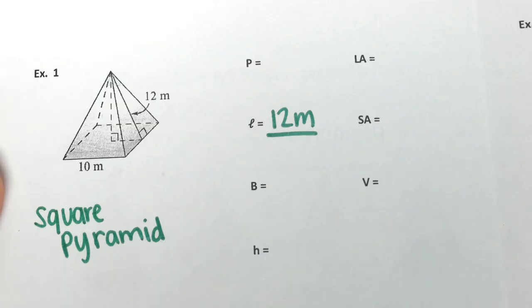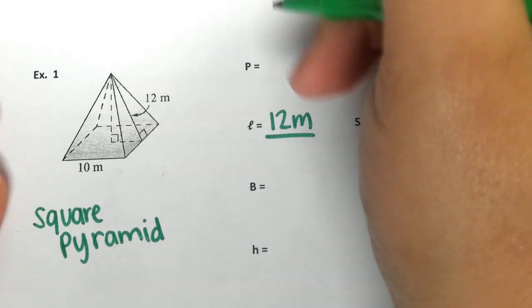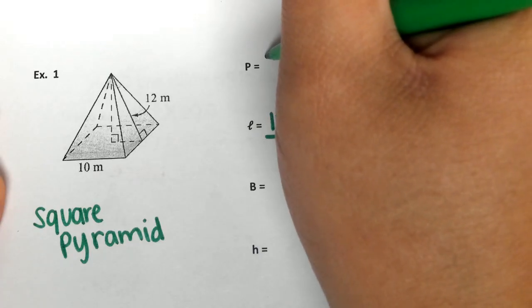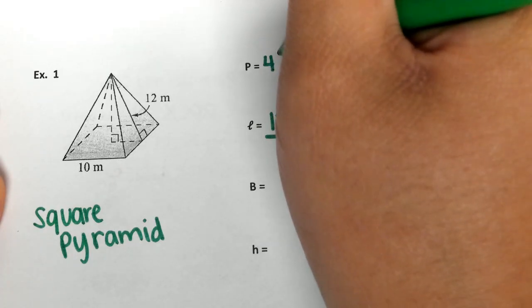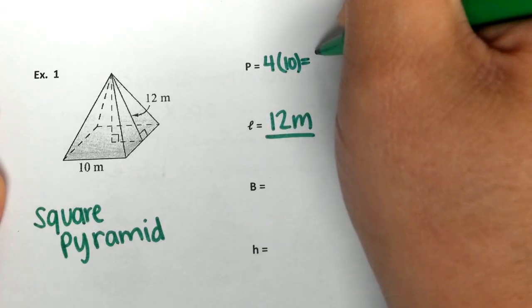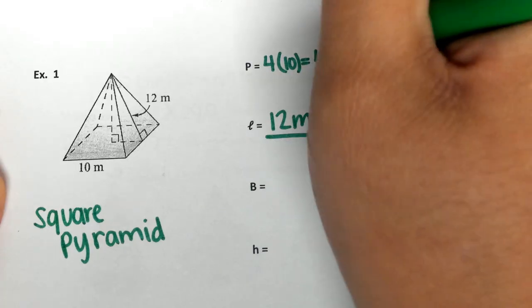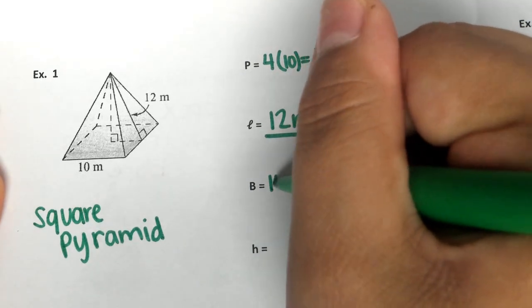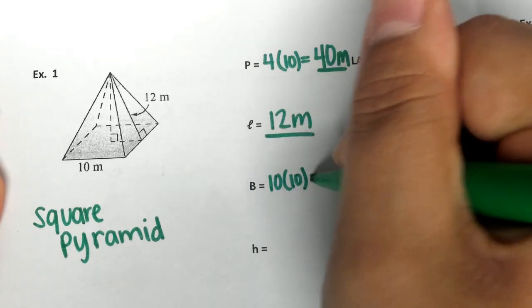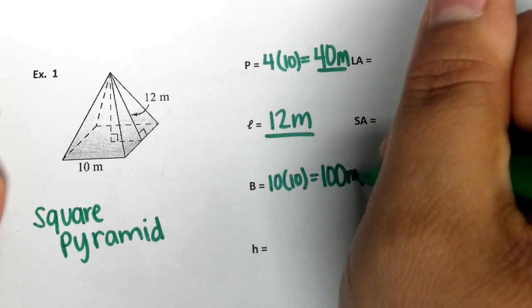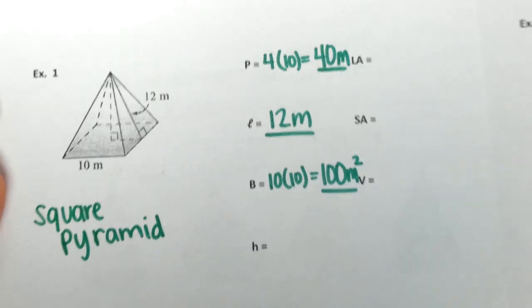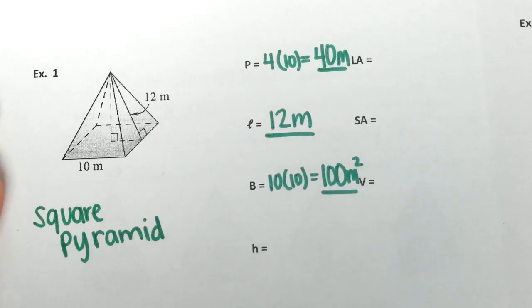You can automatically find the perimeter. What'd you say the perimeter was? 40. Why is the perimeter 40? 10 plus 10 plus 10 plus 10, or 10 times 4 is 40. Area of base will be 100. Why 100? Because 10 squared, or 10 times 10. Is everybody following what Jordan's saying? Are we okay with that?